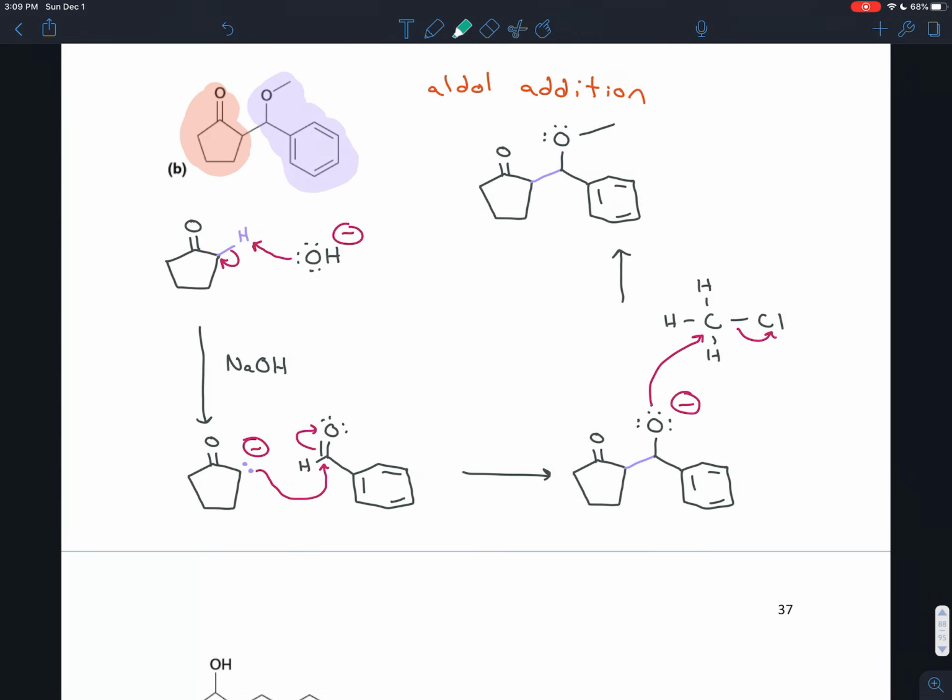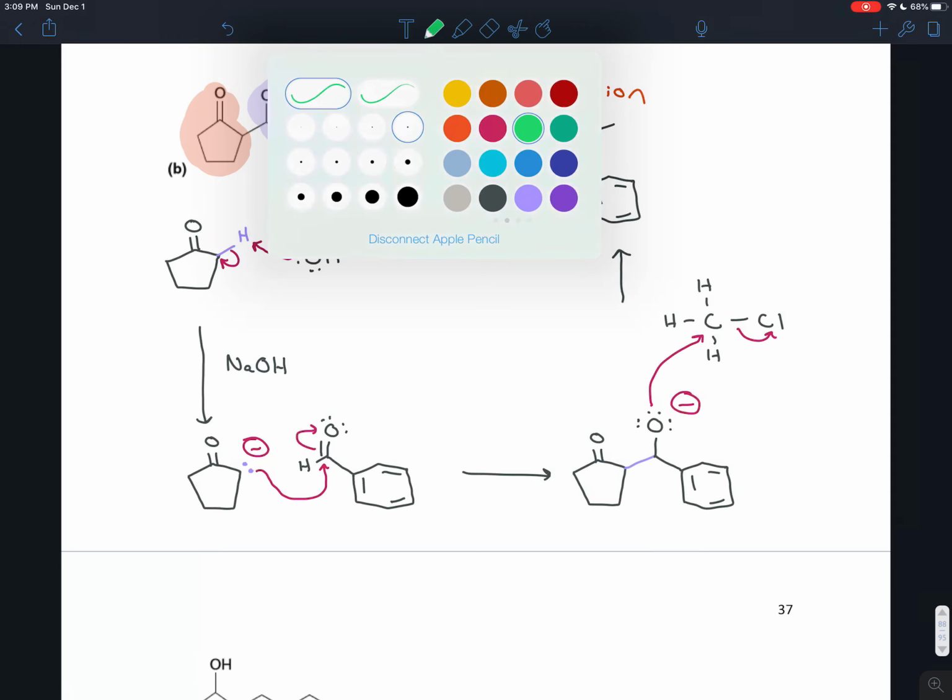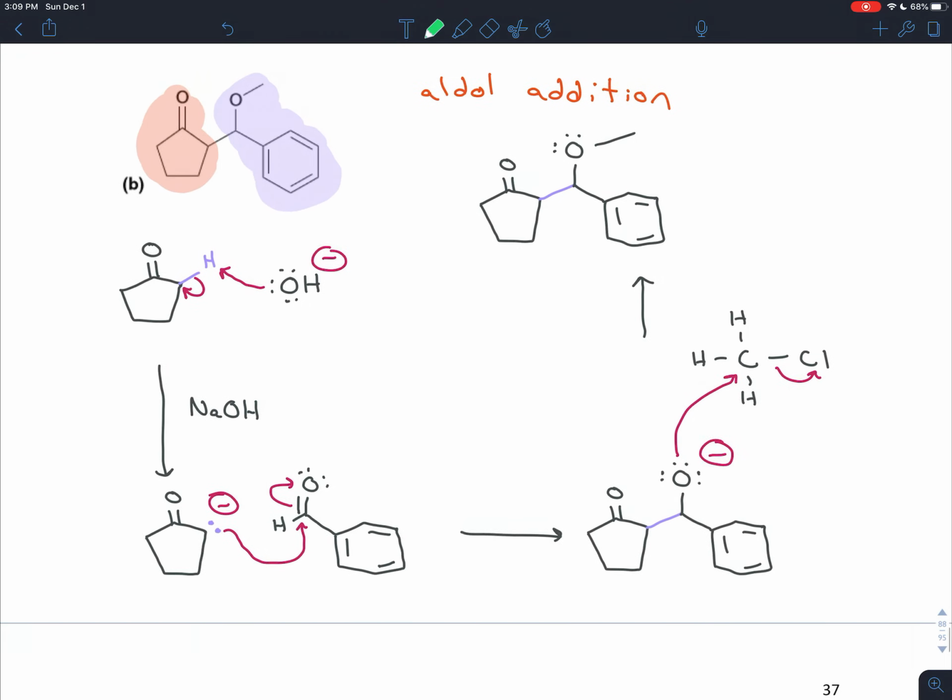So overall, the sort of synthesis that we need, here I'll write it in green in the middle. The first thing we have to do, we'll take our cyclopentanone, which we had to start with, and we will treat it first with sodium hydroxide. And we could see that will turn that alpha carbon into a nucleophile. Once we have that nucleophile, we can react it with the aldehyde that we saw.